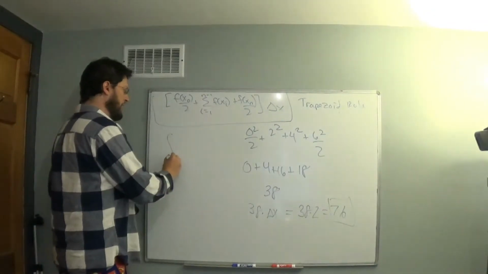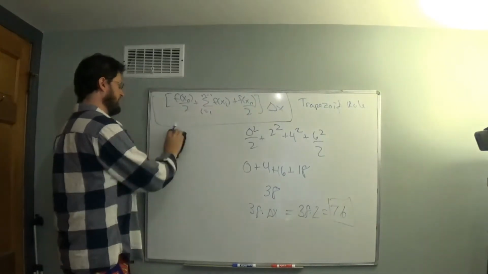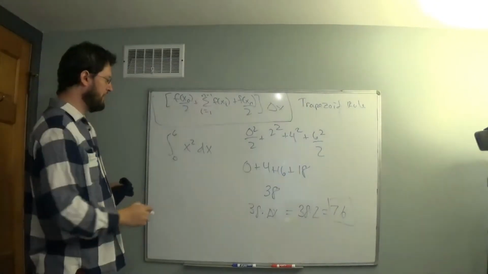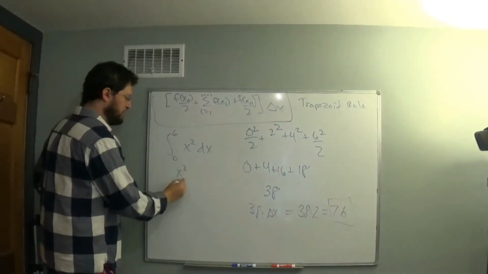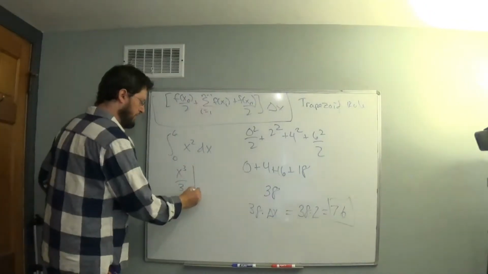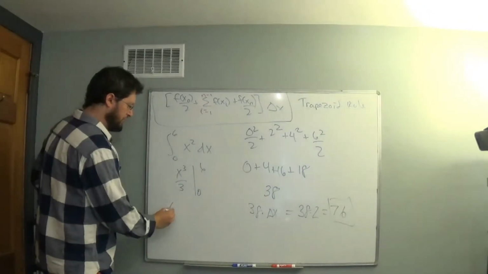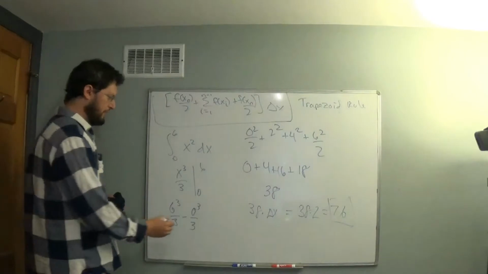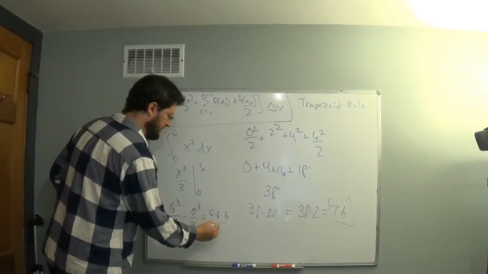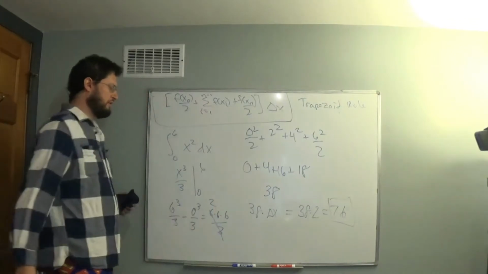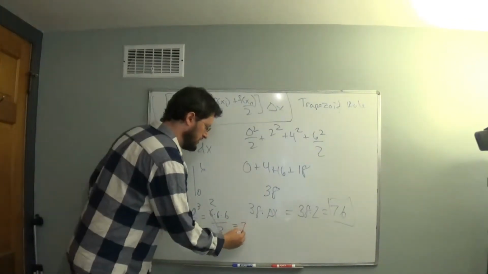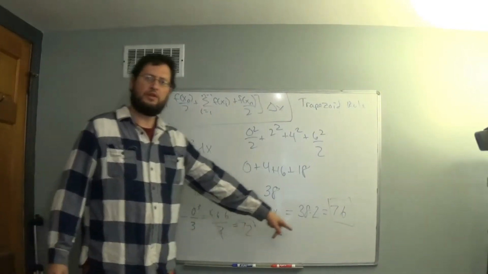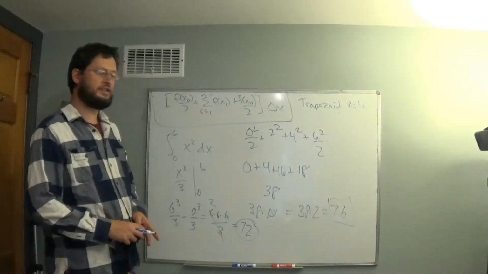Now we could actually find that area for this function, 0 to 6 of x squared dx. What happens if we find that area under the curve? X squared integrates to x cubed over 3, integrated from 0 to 6. So we're really just looking at 6 cubed over 3 minus 0 cubed over 3. Well, that's 6 times 6 times 6 over 3, which is 2 times 36, which is 72. So the actual area under the curve is 72. The trapezoid rule estimation gives us 76.